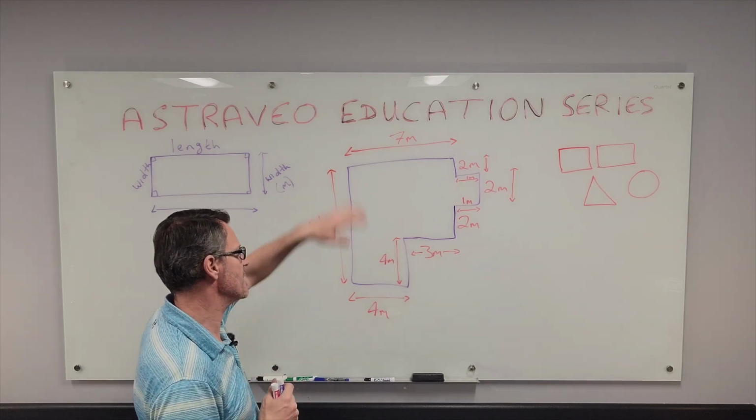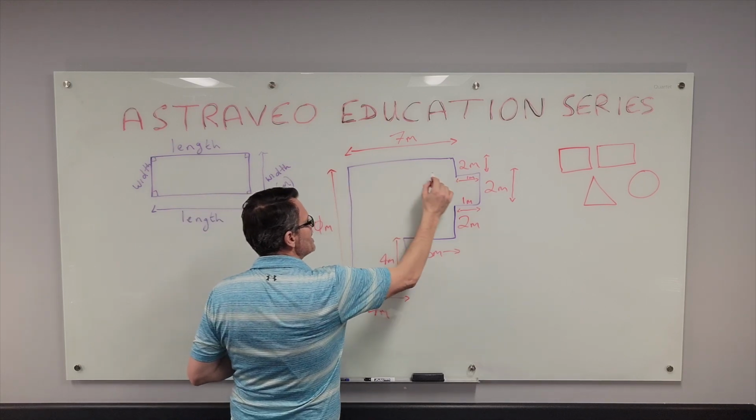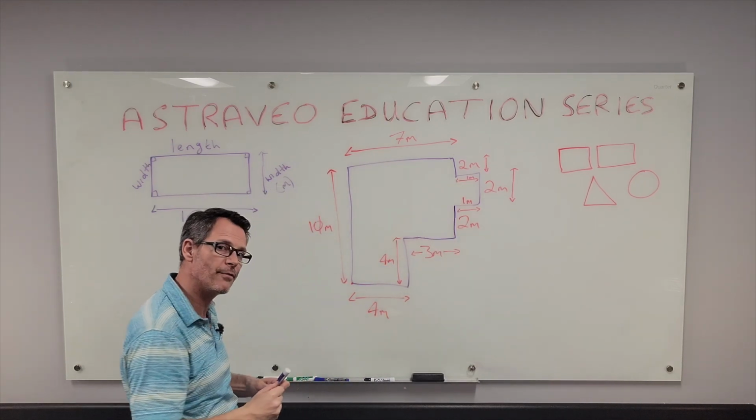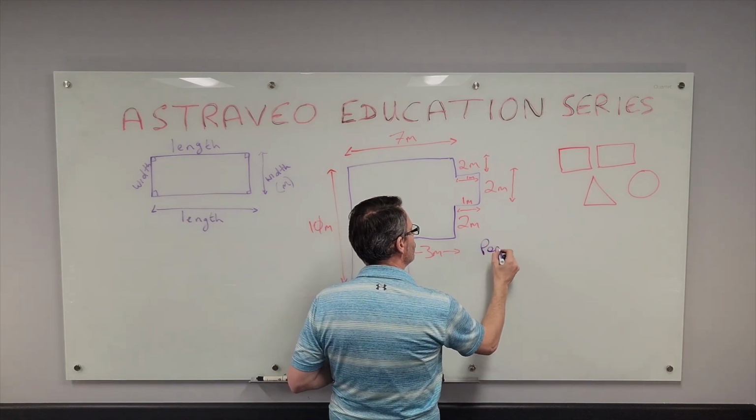Well, the perimeter is easy. We just start here, say, and we add up the distances all the way around the figure. Well, we can do that. So let's do perimeter.